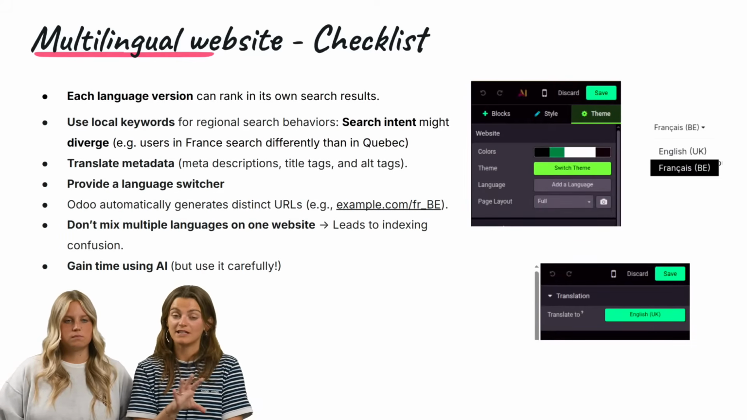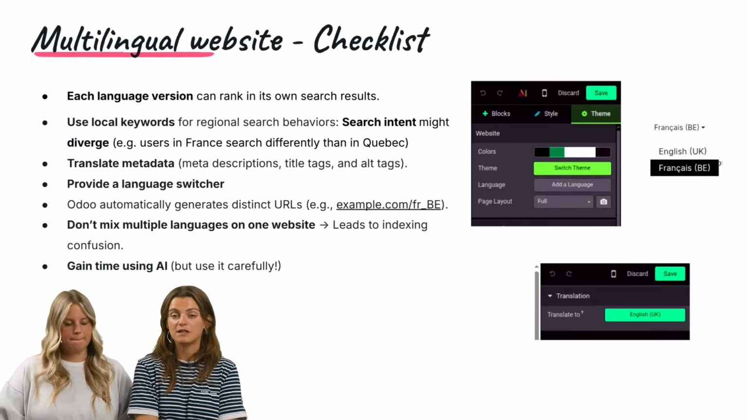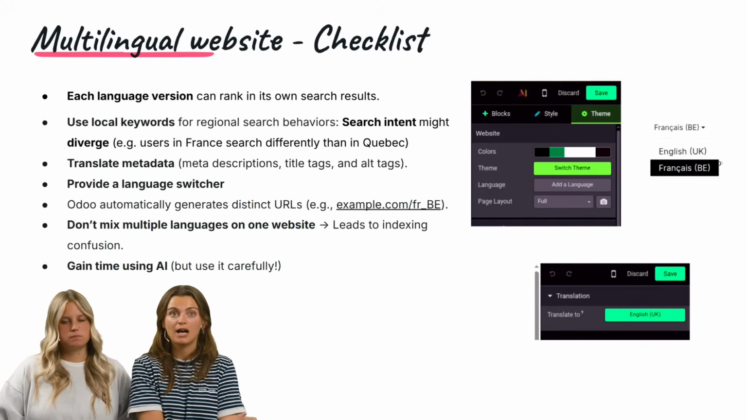So what's important is that, as I said, each version can rank on its own in the search results. So if I'm based in London, I want to see the website in English, I will see it in English.